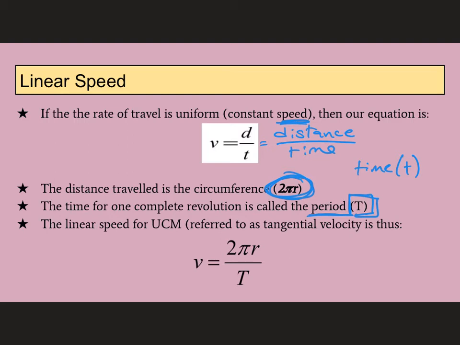So then if we put that into our previous distance over time equation, we get that the speed of an object in uniform circular motion is equal to 2 pi times the radius divided by T, which is the period. So we can see that there is a proportional relationship between the speed and the radius, and there is an inversely proportional relationship between the speed and the time. Okay?